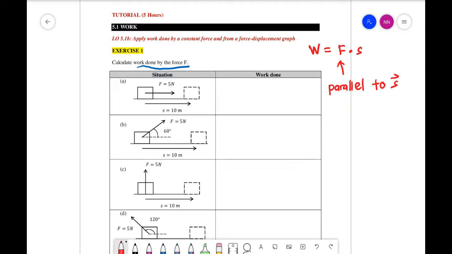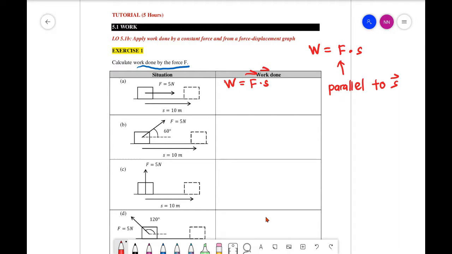If the force is already parallel to displacement, you can simply substitute the value of force F. But if it is not parallel, you have to resolve it into the component which is parallel to the displacement S. Okay, let us do question A. We can use work done equals F dot S.